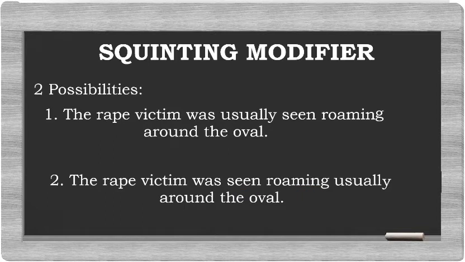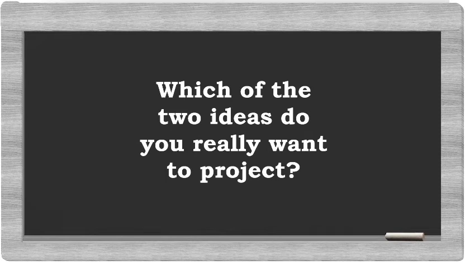To make the sentence more specific, we have to see to it that the adverb usually should modify only one verb. So here is the first possibility. The rape victim was usually seen roaming around the oval. Or it can also be the rape victim was seen roaming usually around the oval. Now, which of the two ideas do you really want to project? Well, it's up to you. So if you want to project the first sentence, then the rape victim was usually seen roaming around the oval.